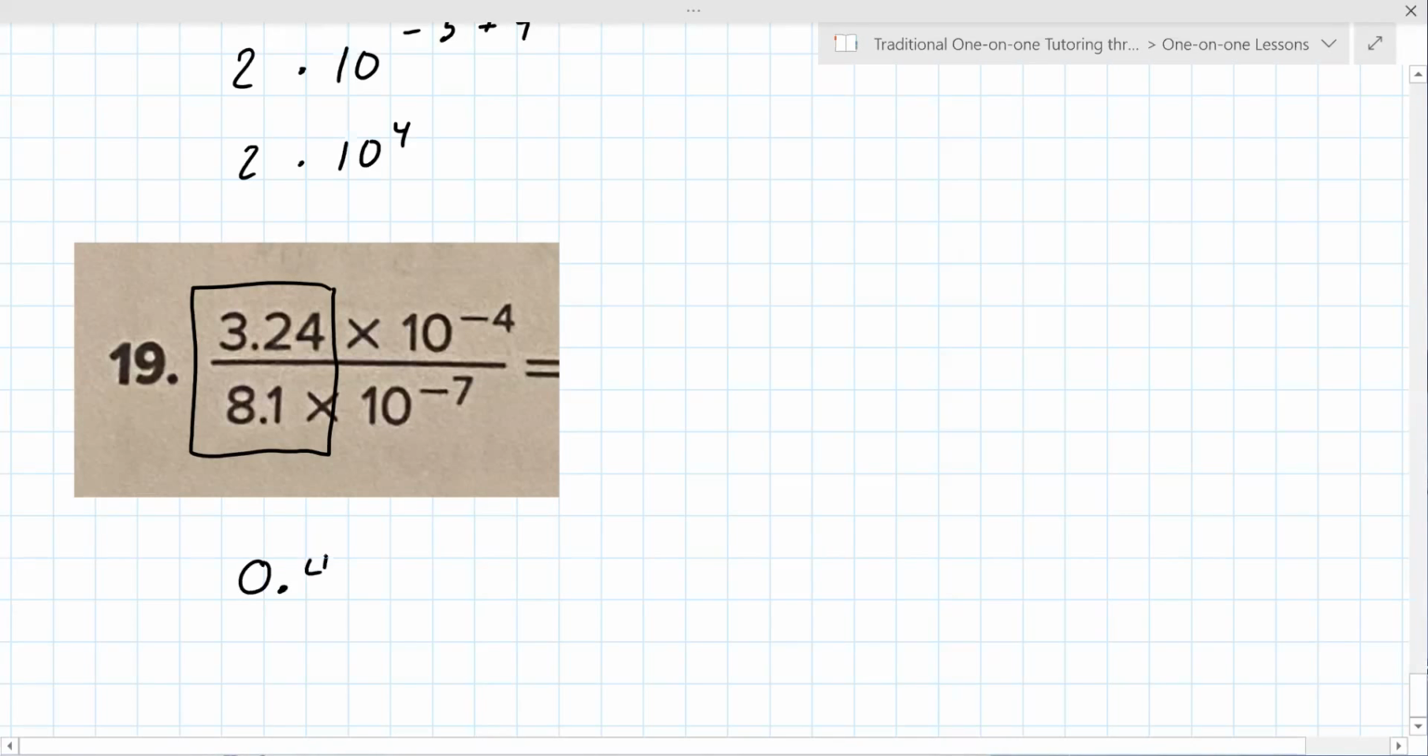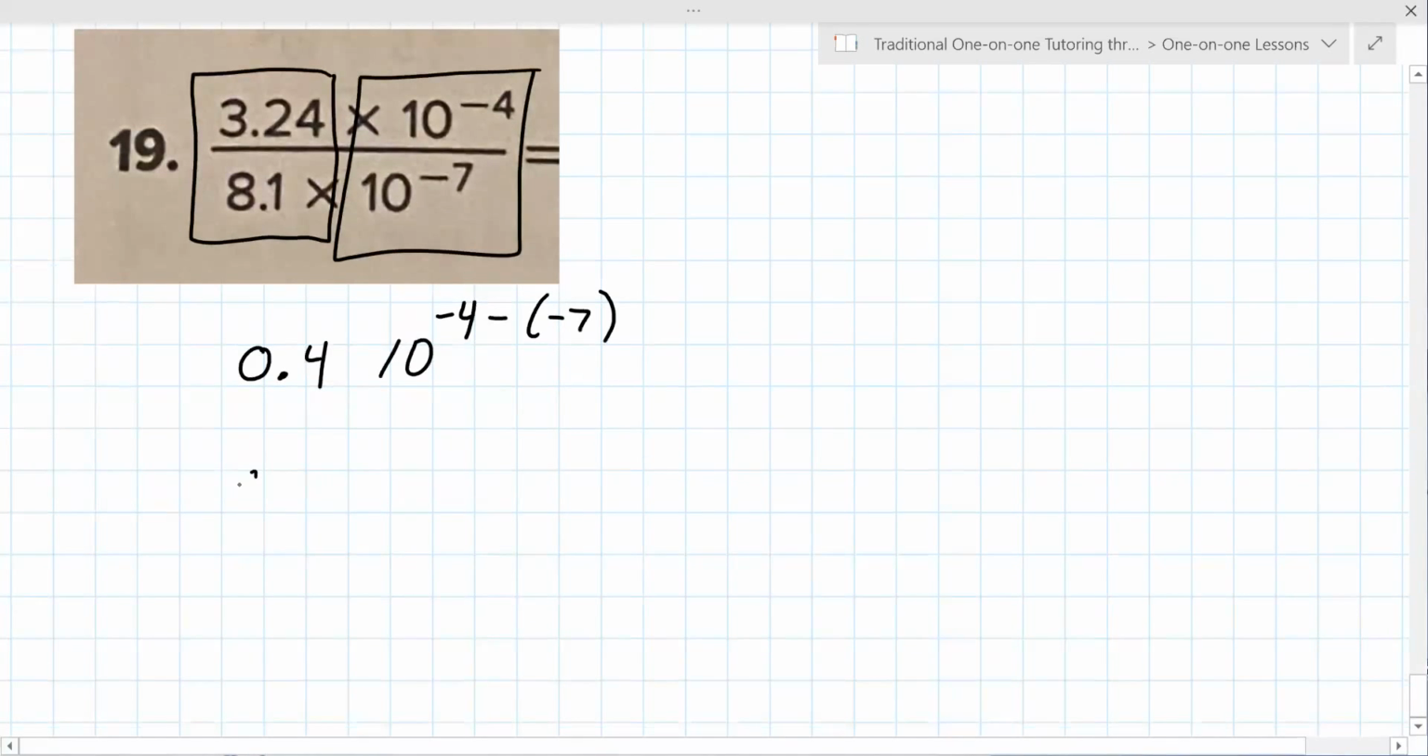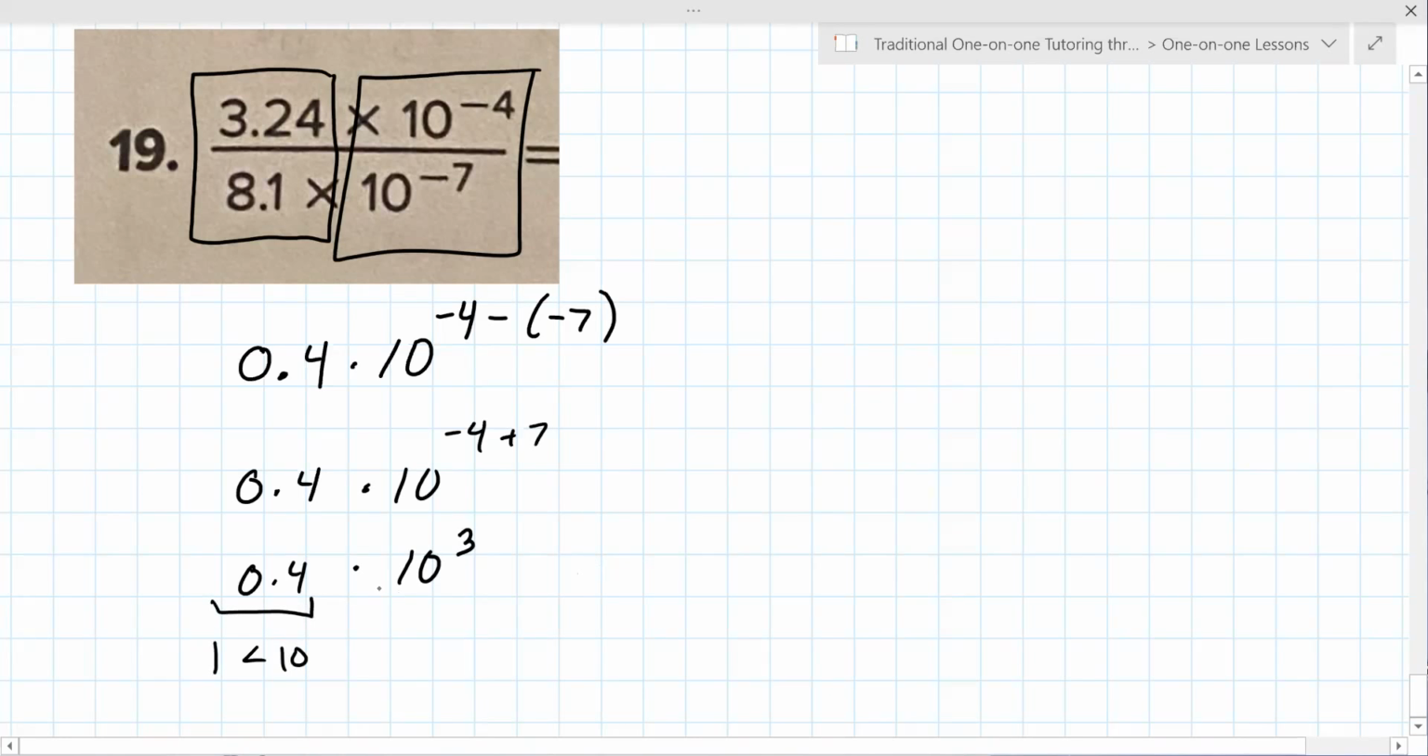Okay, 0.4. Yes. Now, here again, you're going to have to subtract the exponent. So it's -4 minus 7. You turn it into addition, right? Yes. So this becomes 0.4 times 10 to the -4 plus 7. That's 3. Okay. Problem though, this is the first one we have like this. Is this number between 1 and 10? No, it's not. So let's keep this really simple. 0.4 times 10 to the 3. You're moving the decimal to the right. 1, 2, 3. So it's really 400.